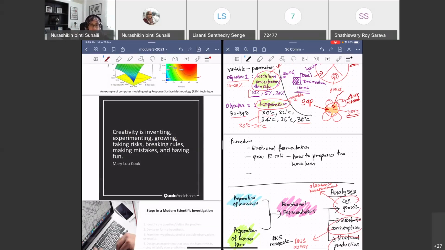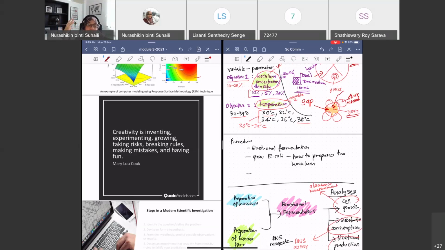Okay. All right. I'd like to share with you this thought. Creativity is inventing, experimenting, growing, taking risks, breaking rules, making mistakes, and having fun. I like the word experimenting there. I don't know about breaking rules. I don't blame you for that. But experimenting is about creativity.